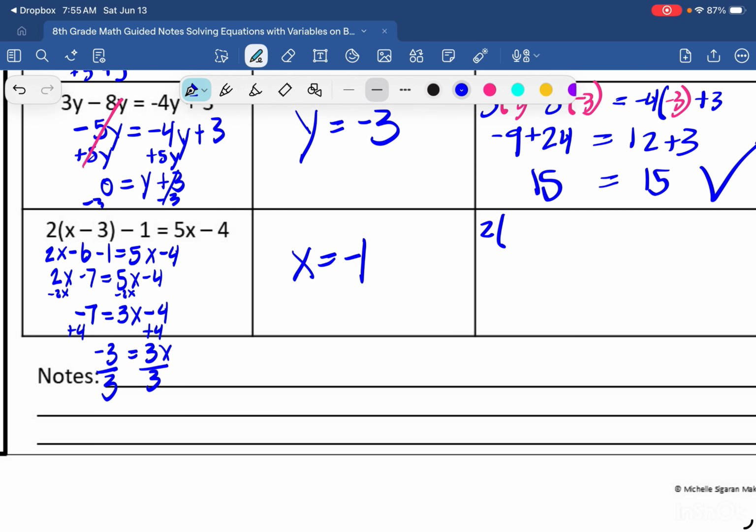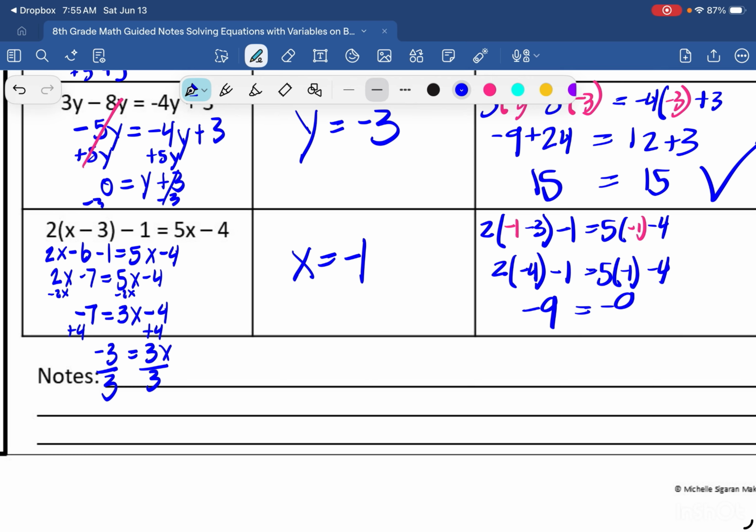Substituting that in to my equation to check my work. So I have 2 times negative 1 minus 3 minus 1 equals 5 times a negative 1 minus 4. So 2 times a negative 4 minus 1, and then 5 times a negative 1 minus 4. This is going to simplify to negative 9, and negative 5 minus 4 is also negative 9, so that checks out.